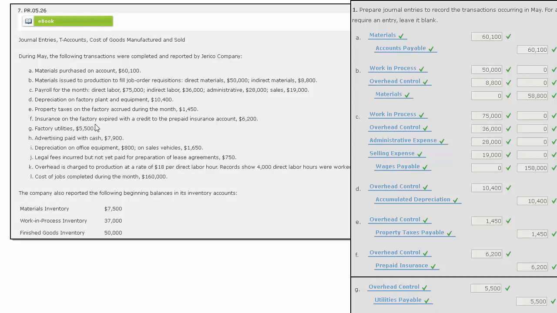Entry F says insurance on the factory expired with a credit to the prepaid insurance account, so we know we're going to credit prepaid insurance by $6,200. What are we going to debit? Well, we're going to debit overhead, again another indirect expense or indirect cost related to the manufacturing aspect of our business. How about G, factory utilities? Again, overhead $5,500, credit to utilities payable.